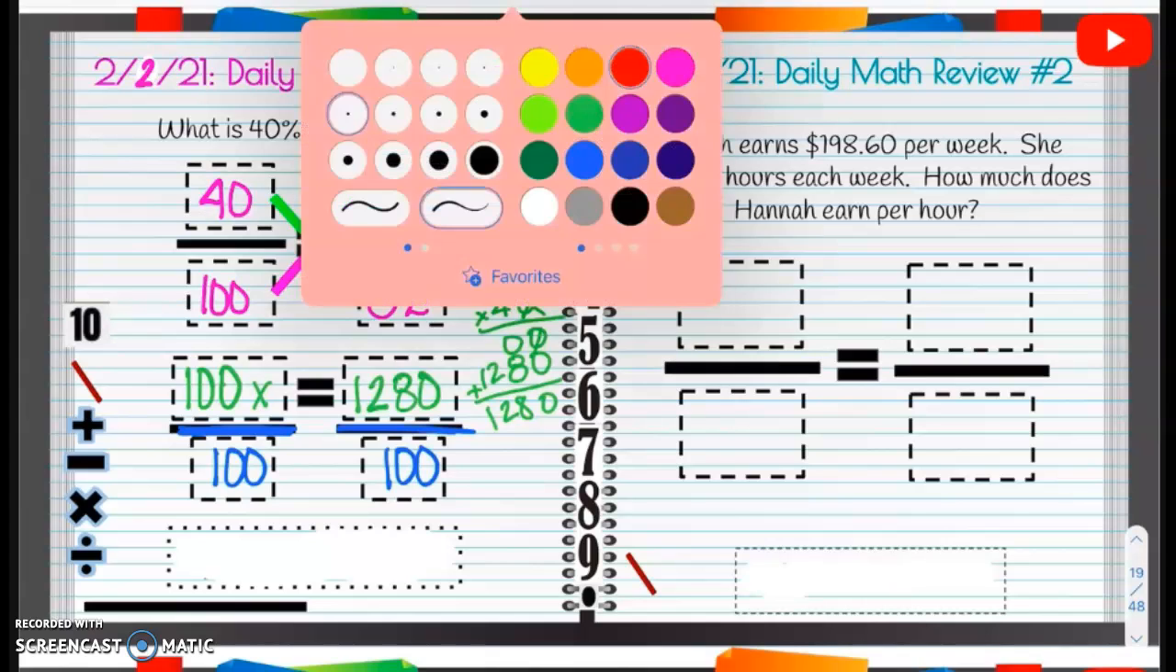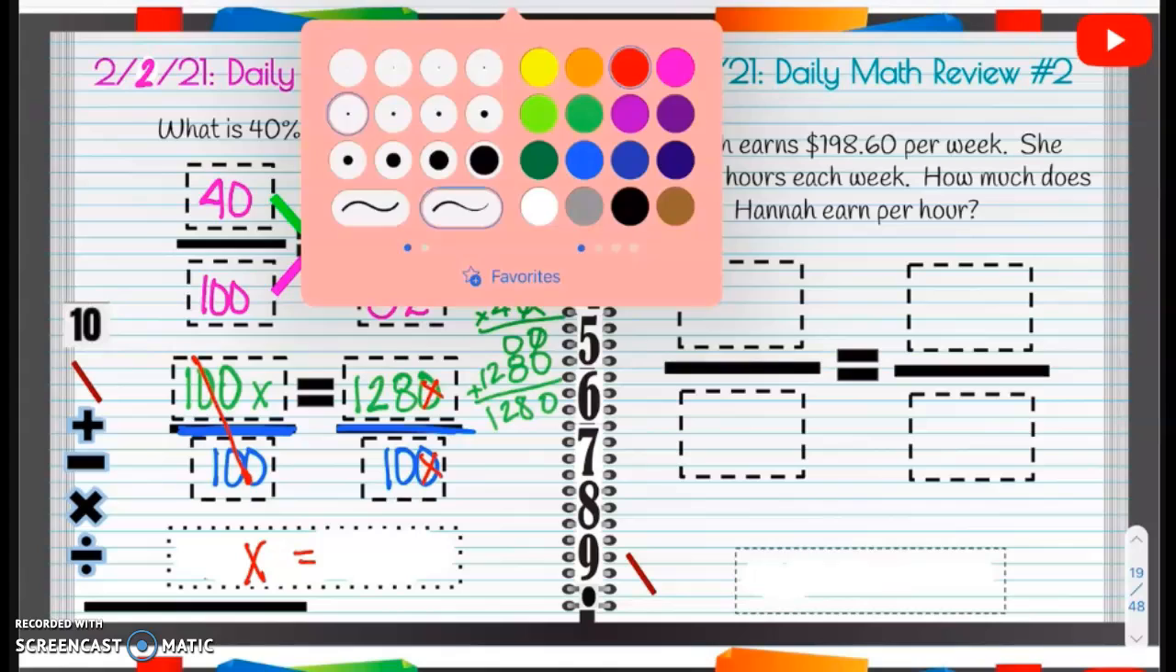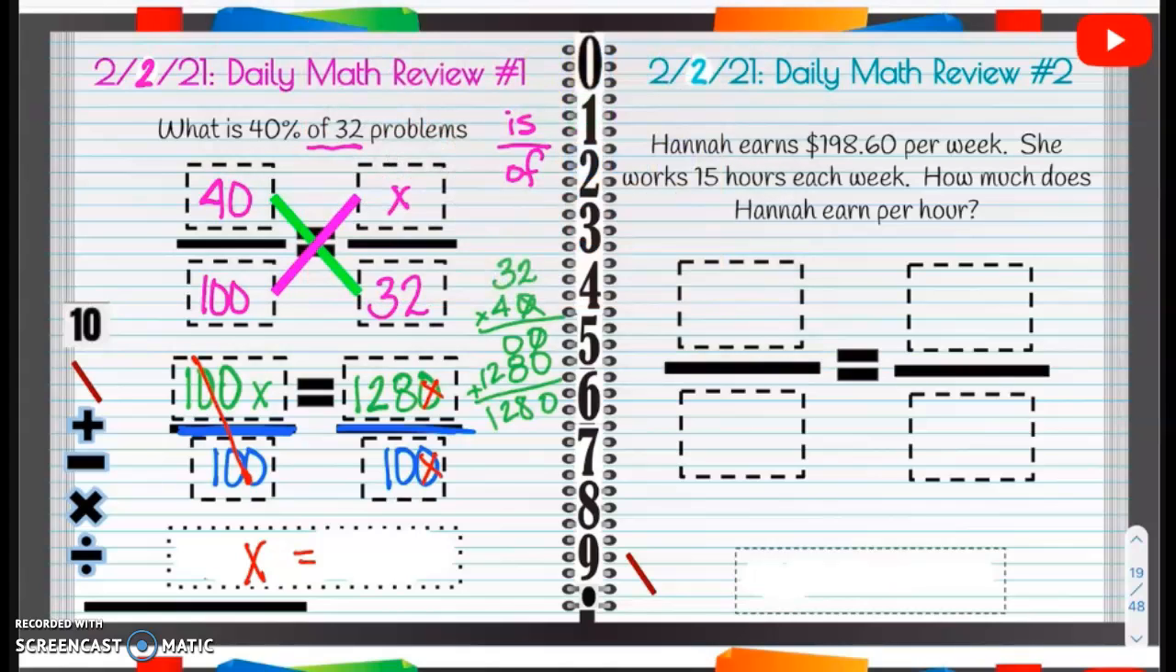All right, so we can say that there's x left on this side. We can cancel out 10, and then we're left with 128 divided by 10. So let's do 128 divided by 10. 10 goes into 12 one time. 10 times 1 is 10. Subtract, you get 2. Bring down that 8.